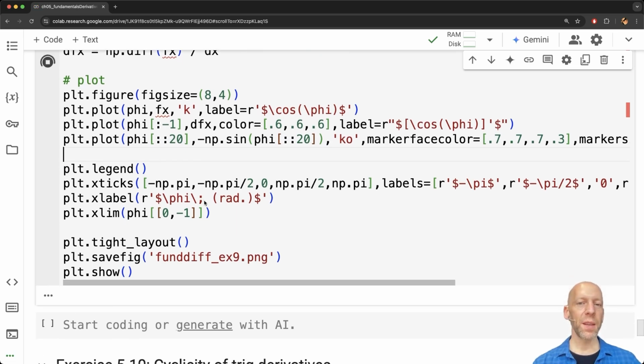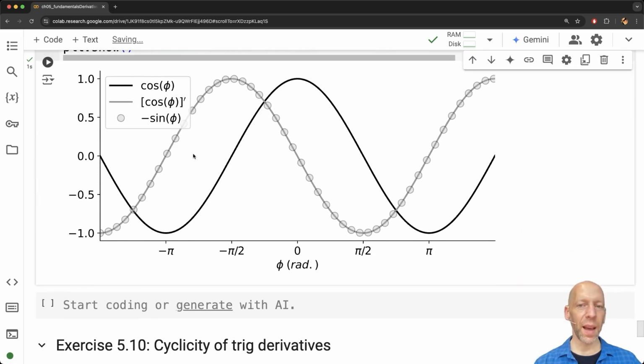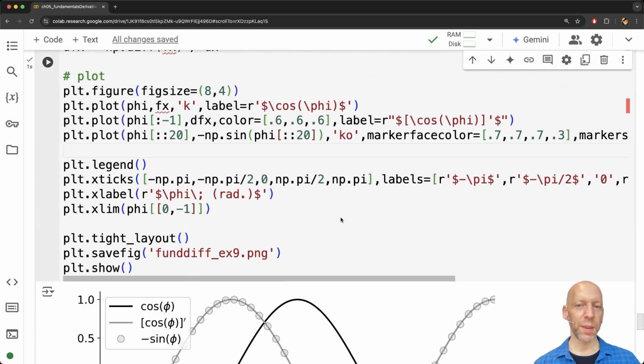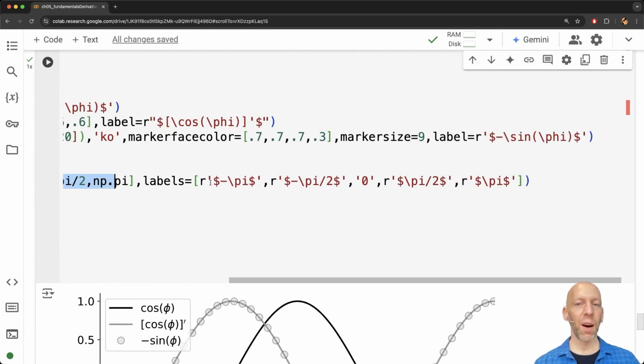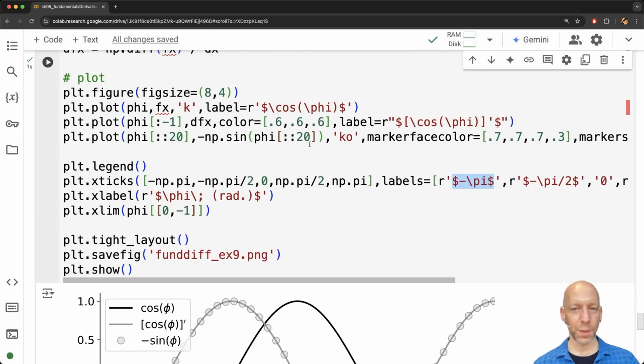Okay, and then, yeah, you can see that to get the x-axis ticks and labels to have the symbol pi, you just have to specify them manually. So here I'm specifying that the x ticks are minus pi over 2, and so on, and the labels are LaTeX values of minus pi over 2, and so on.